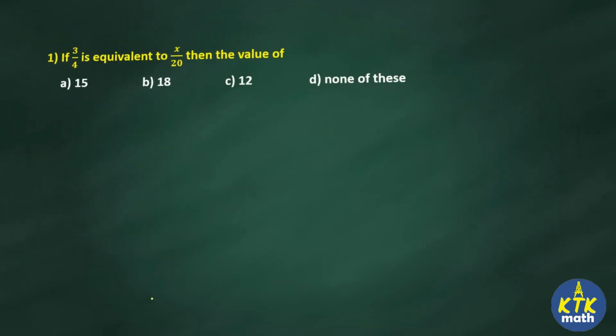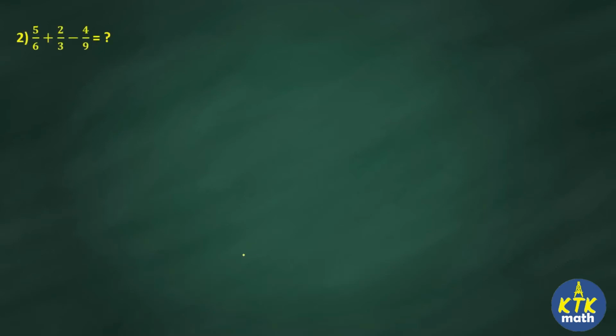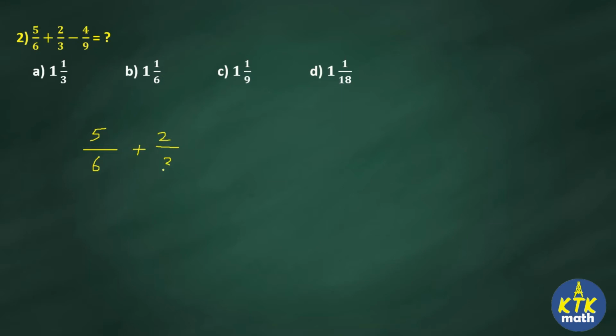Question number 2. 5 by 6 plus 2 by 3 minus 4 by 9 is equal to what? Your options are given like this. For these kinds of questions we are going to apply our LCM method. I am not going to do addition and subtraction separately; together we can solve. Now check out the denominators: 6, 3, 9.